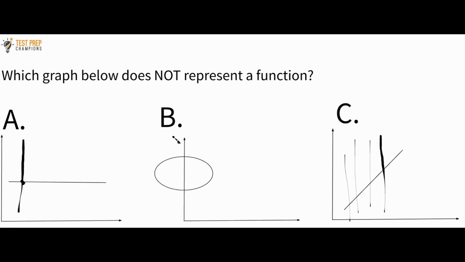Now let's look at B. So if I draw a vertical line here, we see that it's going to touch the graph once right here and a second time right here. So if a vertical line touches the graph more than once, we know it's not a function. So we know that B is not a function. So this is how the vertical line test works, and you can use this whenever you need to look at a graph and see if you have a function or not.